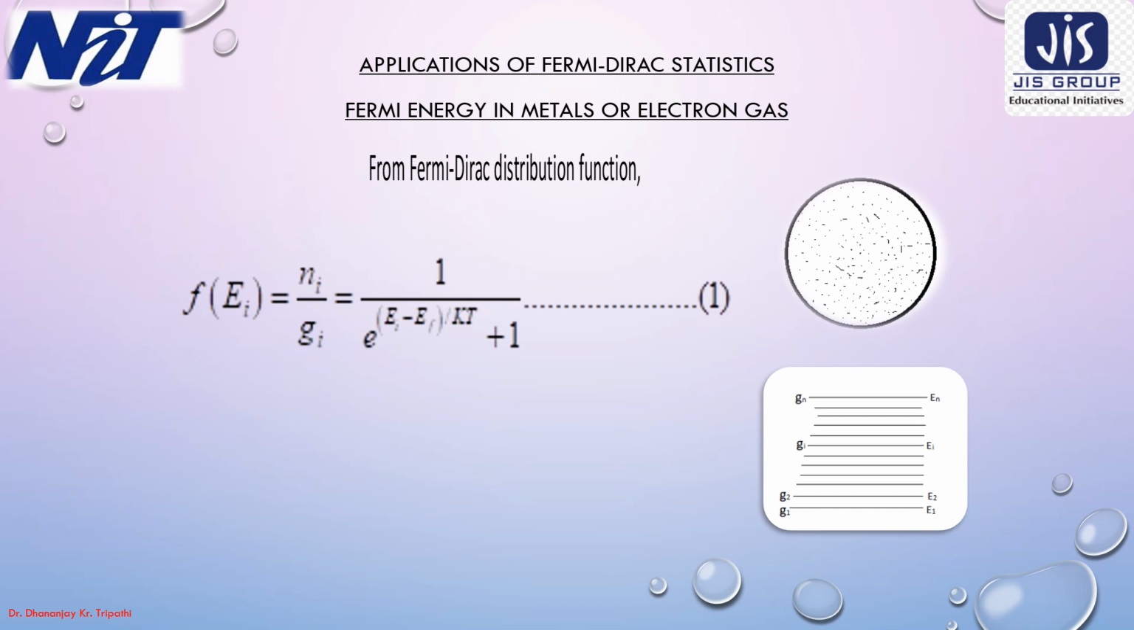When we are able to find out the total number of particles in the ith energy level, we will integrate it to get the total number of electrons in the whole ensemble or whole conductor. Then when we are able to find out the total number of electrons, we will be able to find out the total energy of the electron gas.